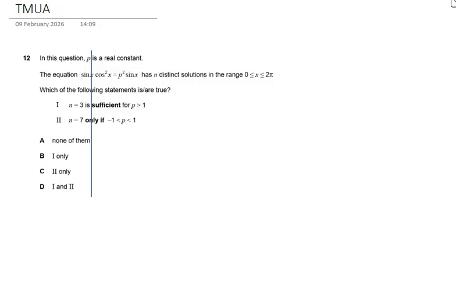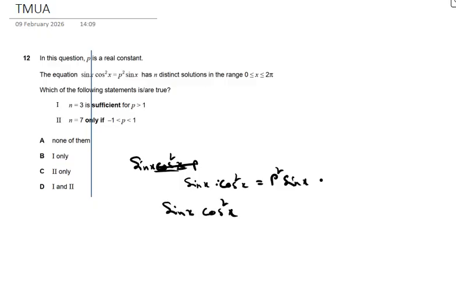Now we start with sin x into cos² x is equal to p² sin x. Okay, so first bring everything to one side. So sin x cos² x minus p² sin x is equal to 0. Now factor out sin x. So sin x into (cos² x minus p²) is equal to 0.